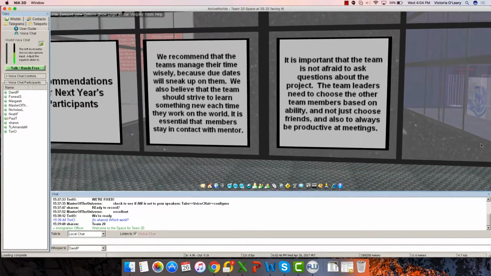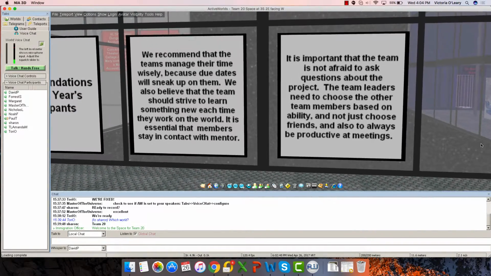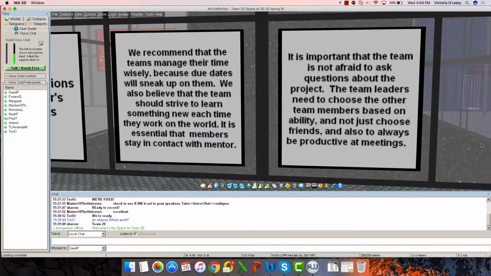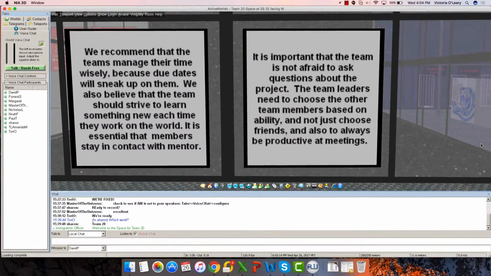And one other thing that we learned this year is that having team leaders that choose the other team members wisely is very important. Because if David and I had chosen people that we wouldn't have gotten along with well, or that we would have just talked to the whole time, we would have never gotten anything done. But choosing Nick and Noah to compete with us this year, they were very good choices.